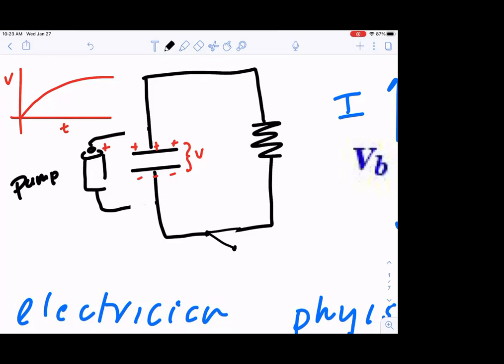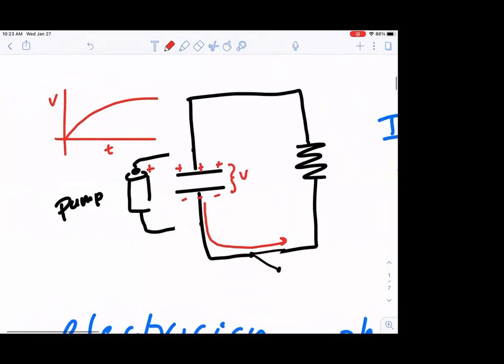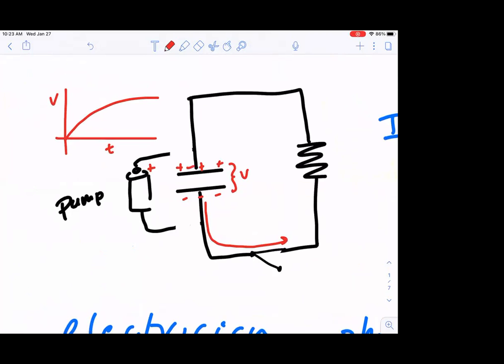What do those charges want to do? They want to equalize, right? They don't want to have a net positive and a net negative. They want to be in equilibrium. So the negatives are the ones that move, until, again, we've got equilibrium. And while these negative charges are moving, that's current. And you're going to have current flowing through this resistor.